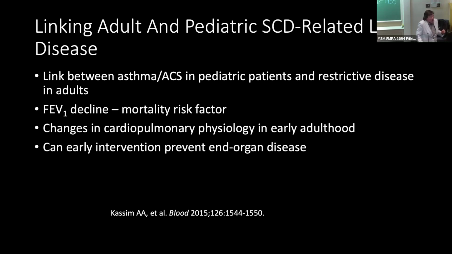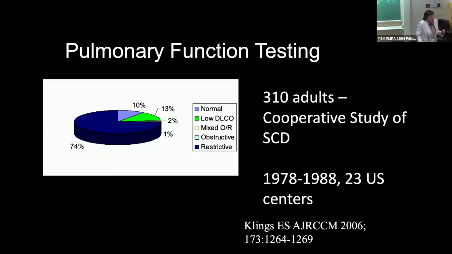So about nearly 20 years ago, we looked back at pulmonary function testing data of 310 adults from the cooperative study of sickle cell disease. This was a multi-center study that was conducted in the United States between 1978 and 1988, and it was supposed to solve all the problems and answer all the questions about sickle cell disease. It answered some, but many other questions arose.